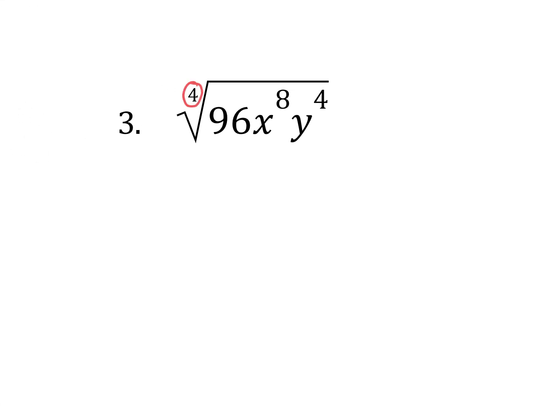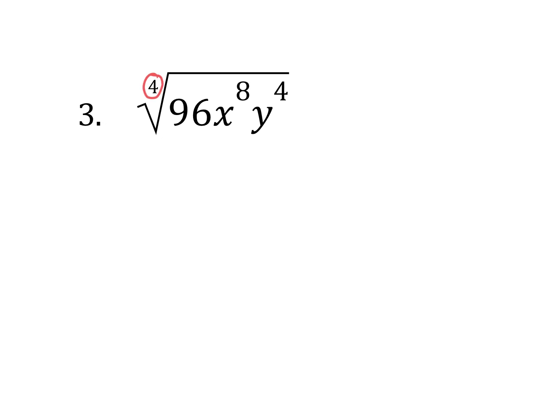This is now telling me I need to look for groups of 4. And with this one, we also have variables. So we've got multiple things going on. Take your time, be very methodical, okay? Do not rush through this process. Okay, let's do our numbers first.